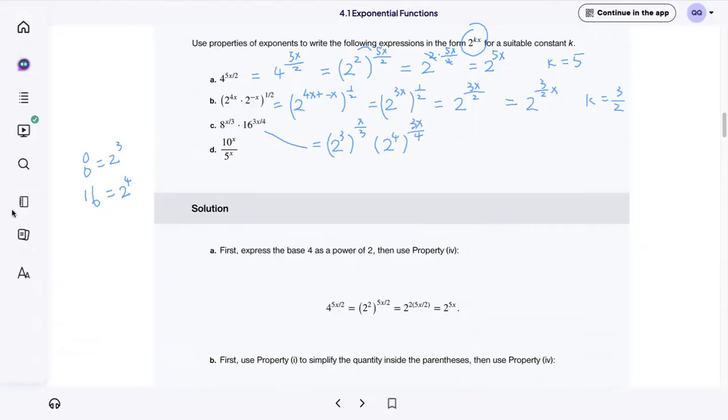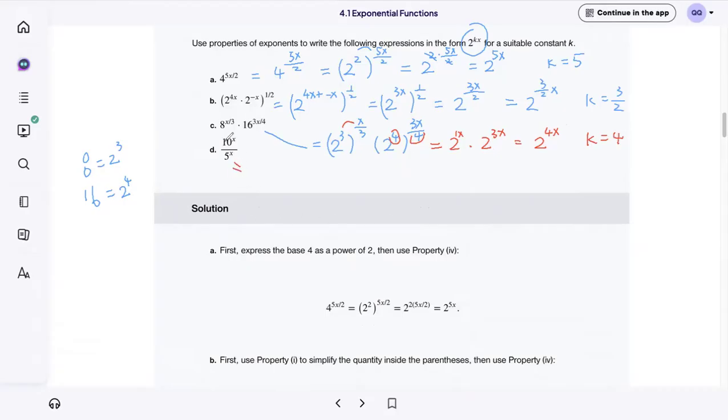Now when we multiply, we have 2 layers of exponents. We multiply 3 and 1/3 becomes 1, so 2 raised to x. Then this one, 4 times 1/4 becomes 1, so that's 2 raised to 3x. Then we add those two together, so we get 2 raised to 4x, because x is just 1x, and 1x plus 3x is 4x. So in this case, k equals 4.